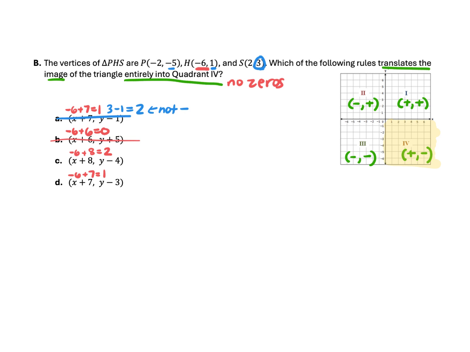So it can't be A. If we take 3 minus 4, that's a -1. But the last one, 3 minus 3, would be 0. So D doesn't work. The one that maps all of the points into quadrant 4 is going to be letter C.